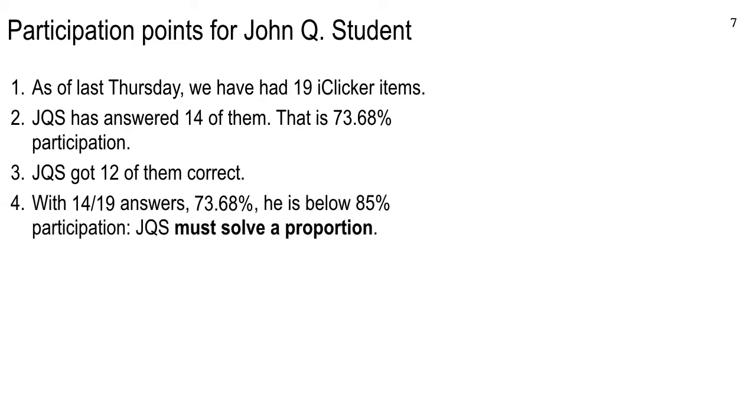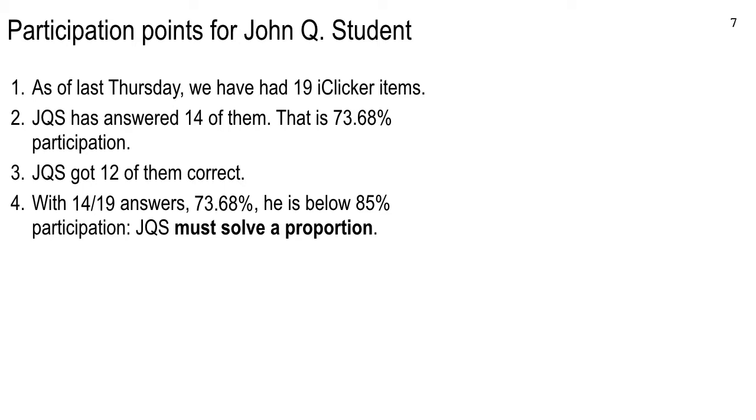Now, that should be 14 out of 19. Let me change that so it's not confusing. I think I got everything else right. In your notes, you can change this. 14 out of 19 answers, as I said before, 73.68, he's below 85%.